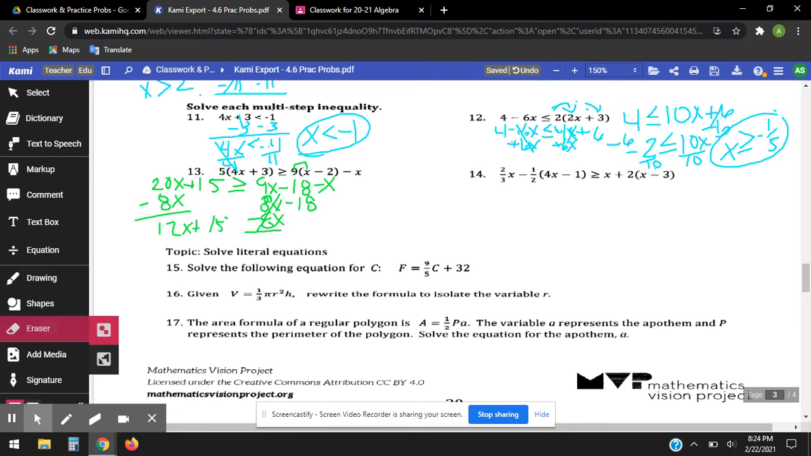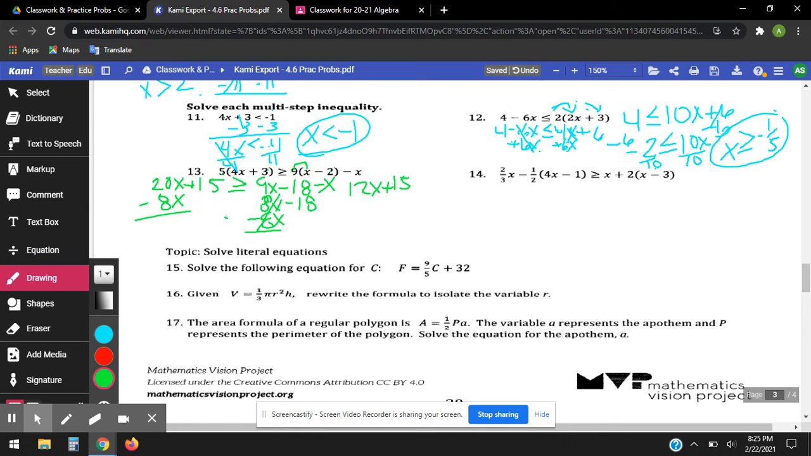Oh, you know what? I'm running out of space over here. Let's put it on this other side. 12x plus 15 is greater than or equal to, and what do we have left over here? Negative 18. I need to get rid of my plus 15, so I'm going to minus 15.